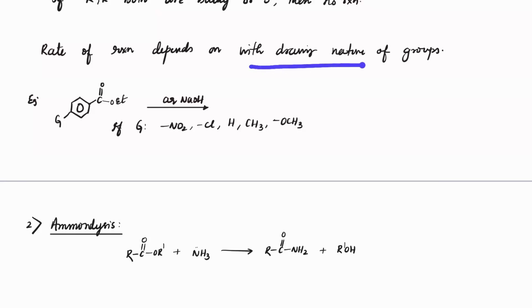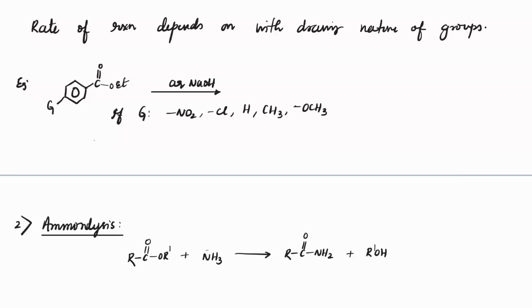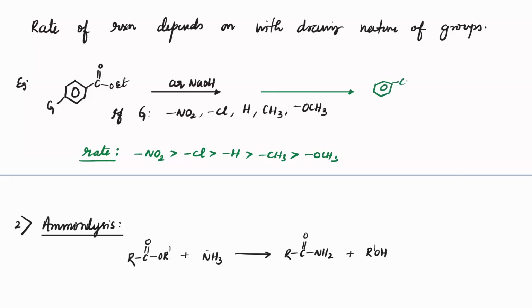Next, rate of reaction depends upon withdrawing nature of the group also. In case you have a stronger withdrawing group, the rate of reaction would happen faster, specifically in the case of basic medium. So therefore, rate in this case, if these are the groups, I would say NO2 would make a faster reaction than Cl, then H, then CH3, and then OCH3. The product in this case would be simply carboxylate, which is COO minus with a group G, plus EtOH. This is the product.